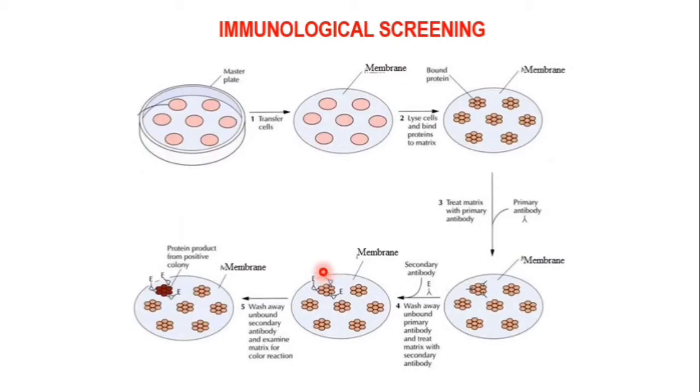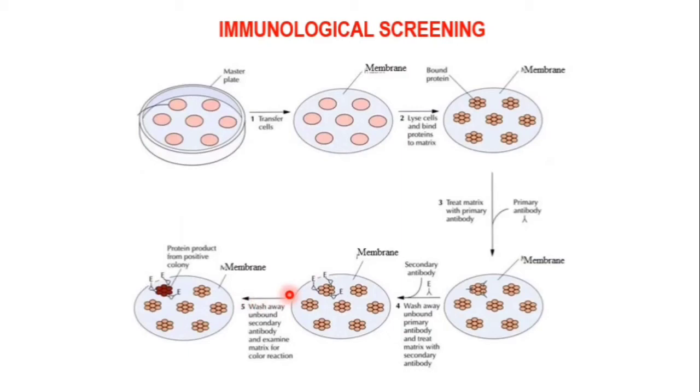Then only the bound primary antibody is there. The secondary antibody will bind here only, because the primary antibodies bind here only. The remaining secondary antibodies will wash away, because there is no other primary antibody for them to bind. Okay, we'll wash and we'll check.